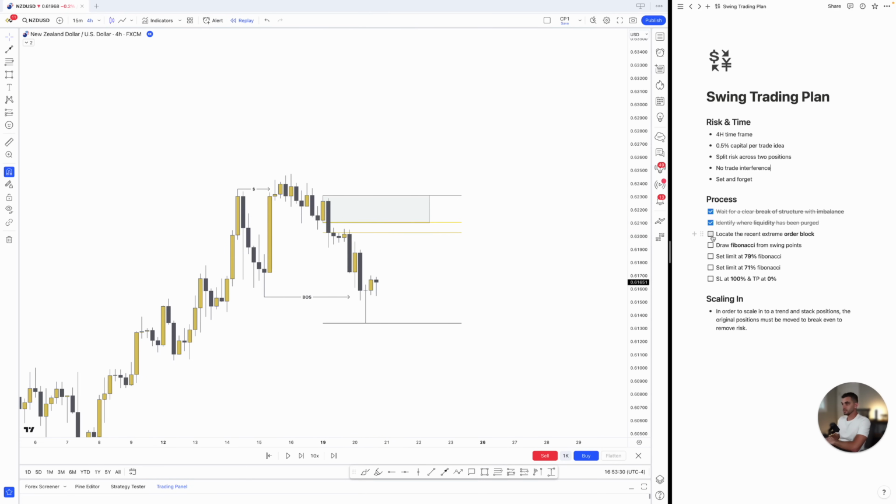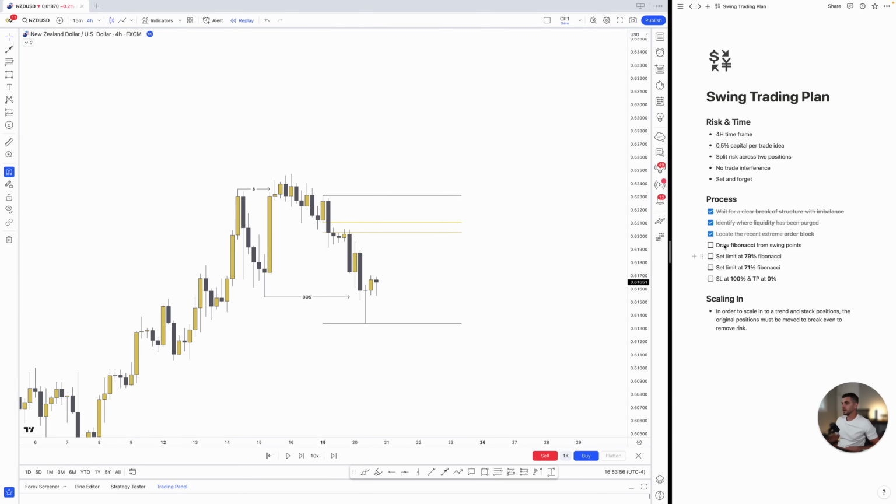Now, the reason for doing so is not because I want to enter at the order block. That's not the criteria I'm using for my entry, but I want to be aware of where price could potentially react. If there was a significant unmitigated order block somewhere above this that also had imbalance, then I would be much more cautious of taking this trade, right? So step number 3, locate the extreme order block in the recent move.